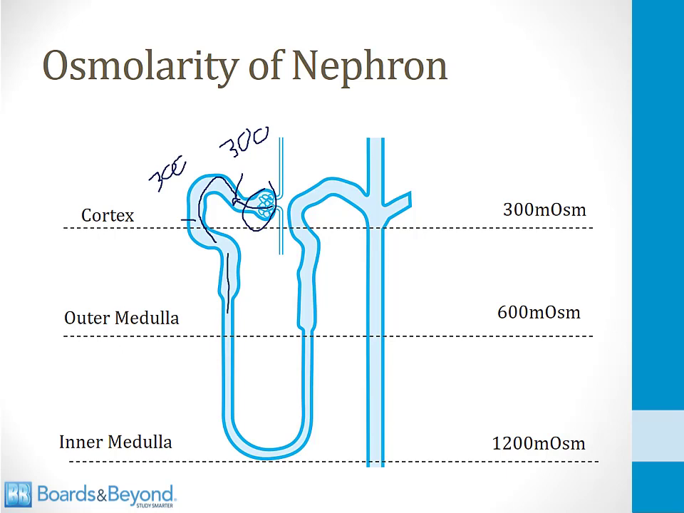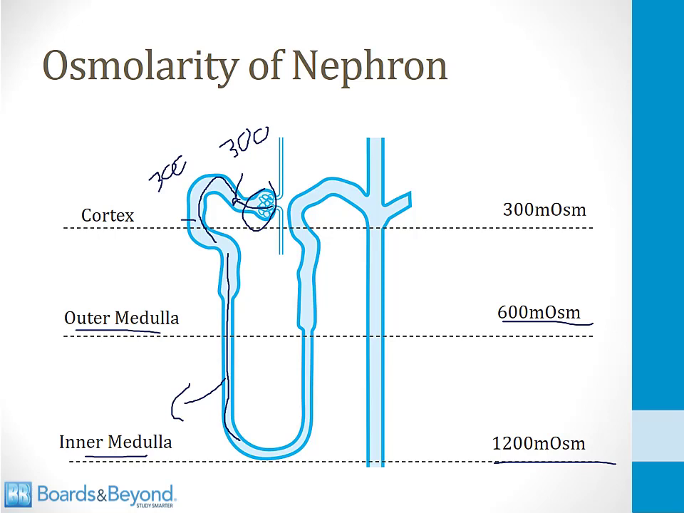Then that fluid starts to move down into the thin descending limb. And as it does this, water is being pulled out. And the reason water is being pulled out is because the osmolarity in the outer medulla and the inner medulla is very high. The osmolarity goes up to about 600 in the outer medulla and as high as 1200 in the inner medulla. This is a powerful force for drawing water out by osmosis.